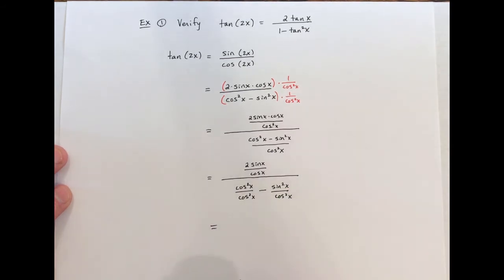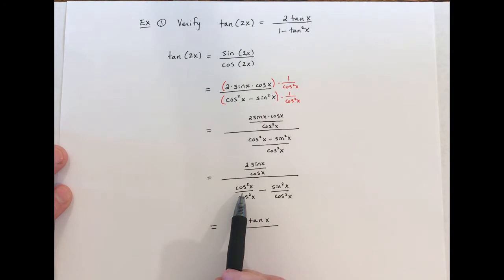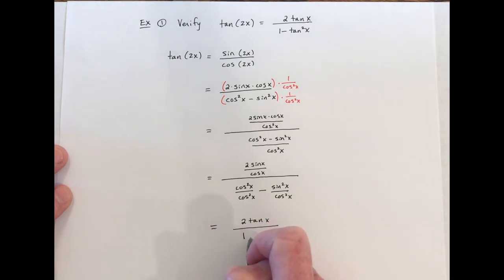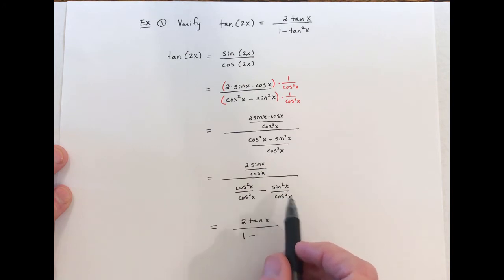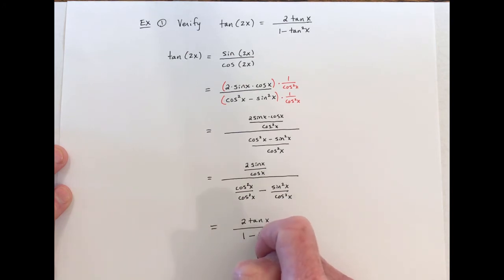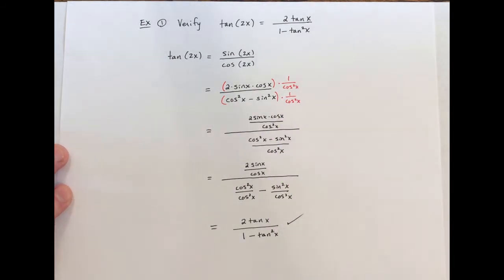And then we're done. Because sine over cosine is tangent, which means the top has 2 times tangent of x, just like we're supposed to have. On the bottom, this is equal to 1. And sine over cosine is tangent, and since each one of these is squared, that means it equals tangent squared. And that is exactly what we were supposed to get, so this one is complete.